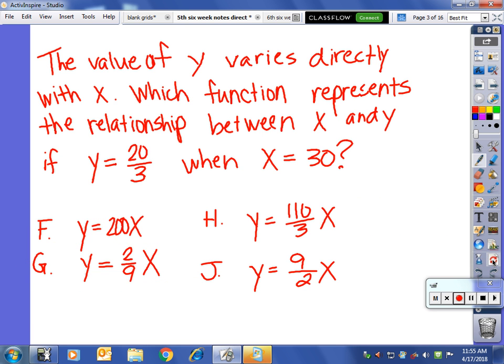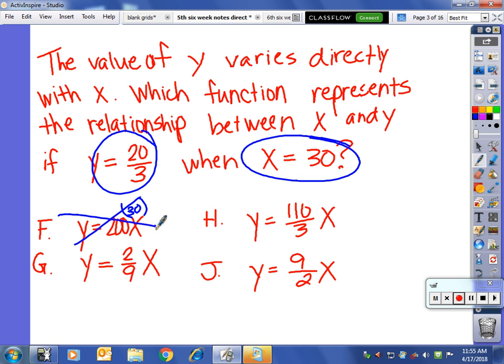You could also do this. I'm going to plug a 30 into the problems and see which one gives me back the right y value. If I put a 30 in here, what do I get back for y? 6,000. That's not even close to 20/3. Look what happens when I put a 30 in here. 2/9 times 30. That's going to be 60/9. Guess what 60 over 9 reduces to? 20 over 3. That's the winner. That's the only one where the point works.